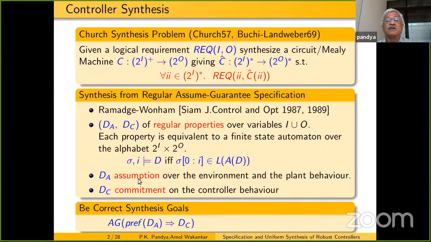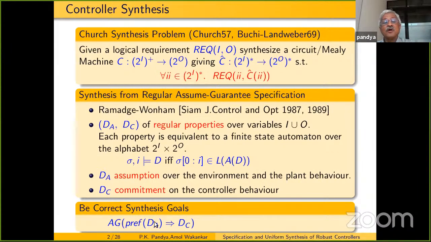DA was the assumption automaton, capturing the valid behaviors of the plant and the environment. The environment should be well behaved as well as the underlying plant which you are trying to control should be well behaved, and all those constraints would be incorporated into the assumption automaton DA. And DC was the commitment automaton, which was saying what was the desired behavior from the controlled plant. So we had two automata, DA and DC, and the aim was to somehow come up with a Mealy machine which will ensure the following.